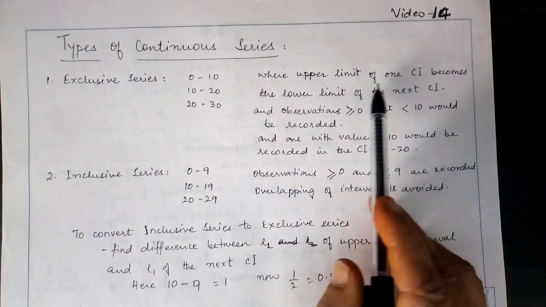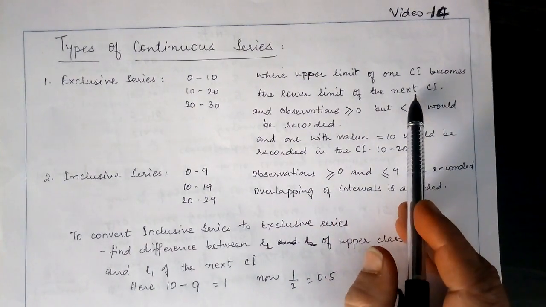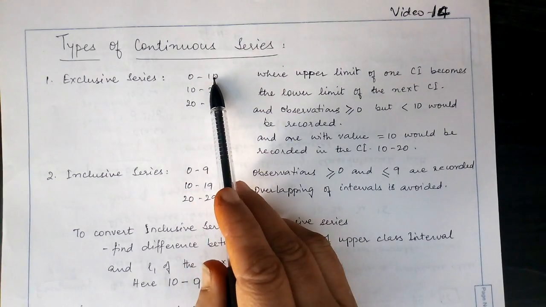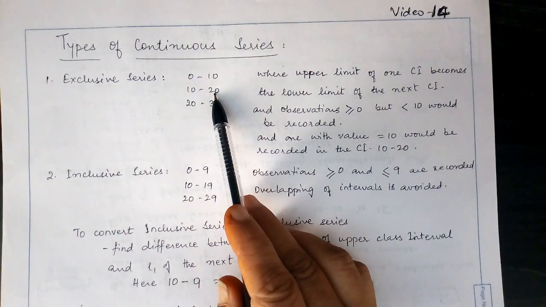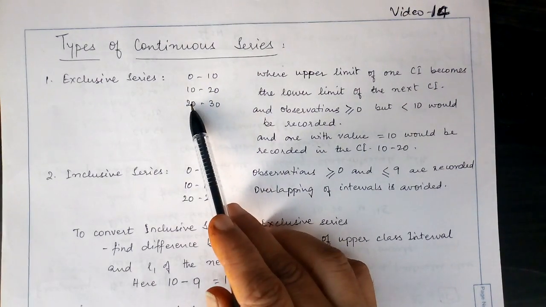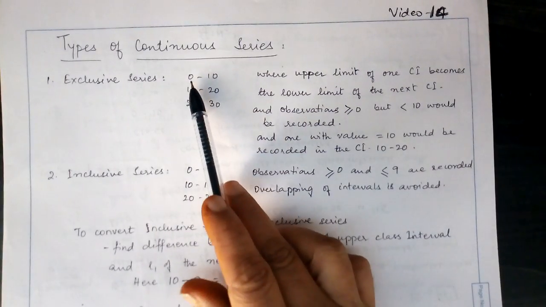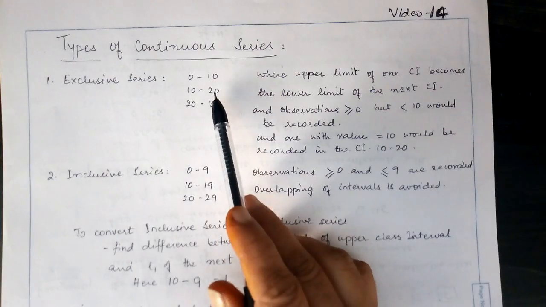Now here the upper limit of one class interval becomes the lower limit of the next class interval. That is how we write the class intervals. That is 0 to 10. 10, being the upper limit of this class interval, becomes the lower limit of the next class interval. And so 10 to 20 is the next class interval, and 20, which is the upper limit, becomes the lower limit of the next class interval. So it goes on. Here we find that the class intervals 0 to 10, 10 to 20, 20 to 30 are all equal.